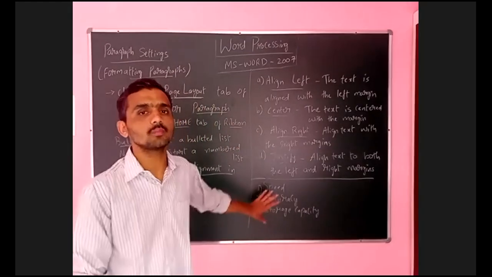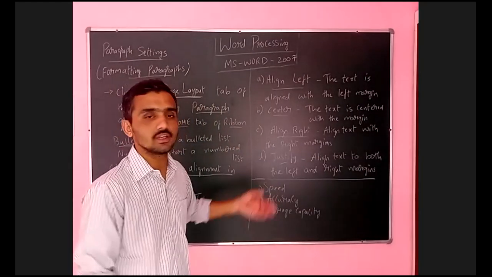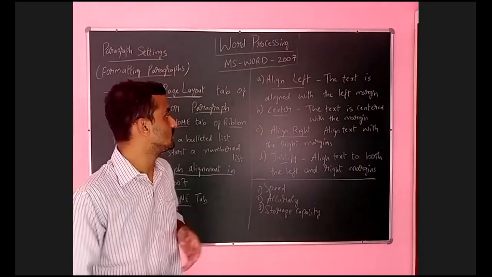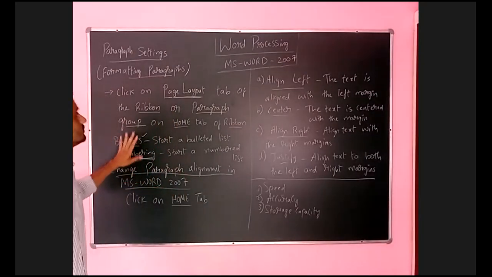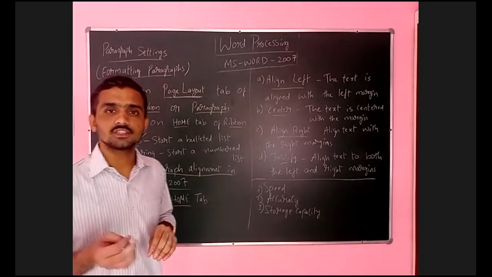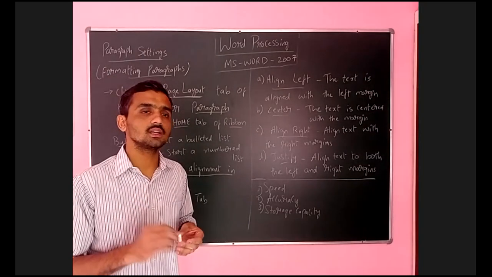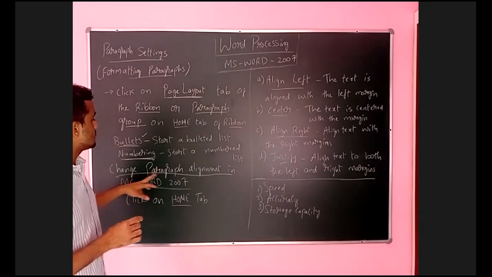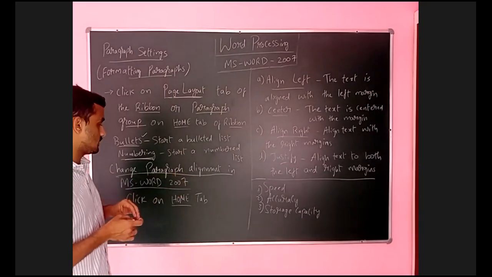That means some format is followed here. So when I say characteristics, advantages, features, properties. Okay. So this is about the paragraph settings. I said many settings are there with respect to paragraphs. So important things are like bullets and numbers. Yeah. Change paragraph alignment in MS Word 2007.